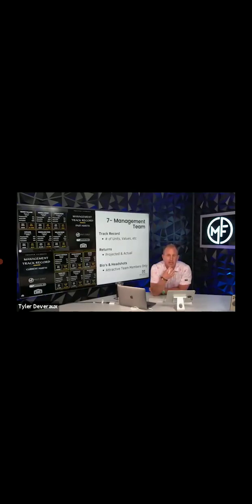So the track record should outline portfolio details like the number of units, your total asset value, how many deals have gone full cycle, average occupancy among current properties, and then bullet point returns as well. Hey, this is what we've projected returns on average, and this is what the actual returns have been, what we've actually hit.